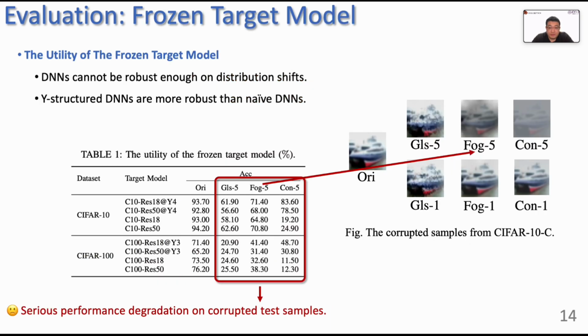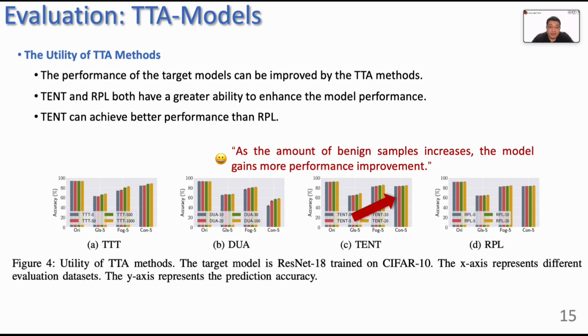We will demonstrate the effectiveness of our attacks through comprehensive experiments. First of all, we evaluate the prediction performance of the frozen target models on corrupted test samples. We can observe a serious performance degradation on corrupted test samples, which means that frozen DNNs cannot be robust enough on distribution shifts. We then apply TTA methods to the target models. We can see that as the amount of benign samples increases, the model gains more performance improvement. Therefore, the performance of the target models can be improved by the TTA methods.